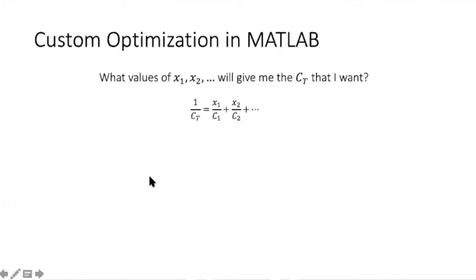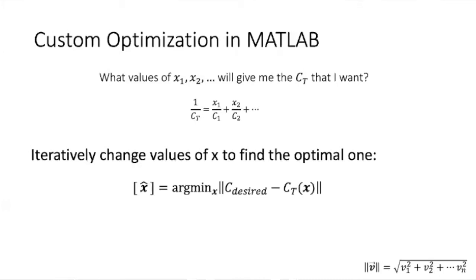The way that you can do this is by setting up an optimization. This is a general equation for how you would do a minimization. What it's saying here is argmin is short for the input argument, x, that minimizes this whole value.